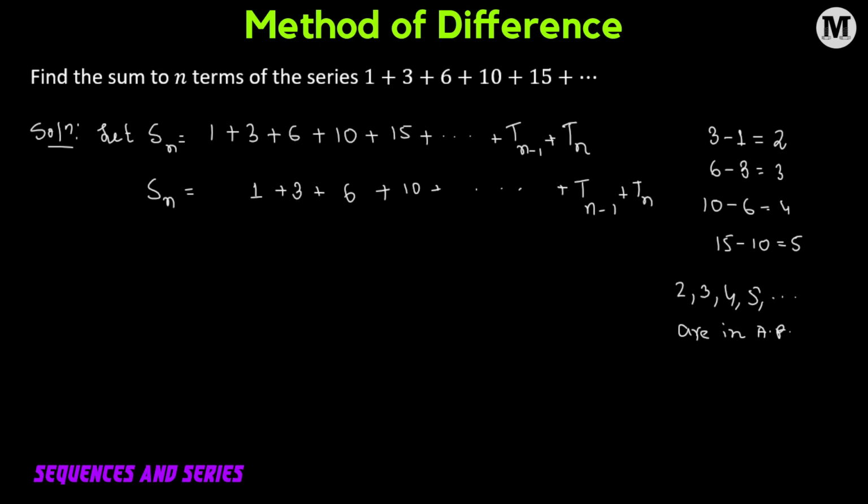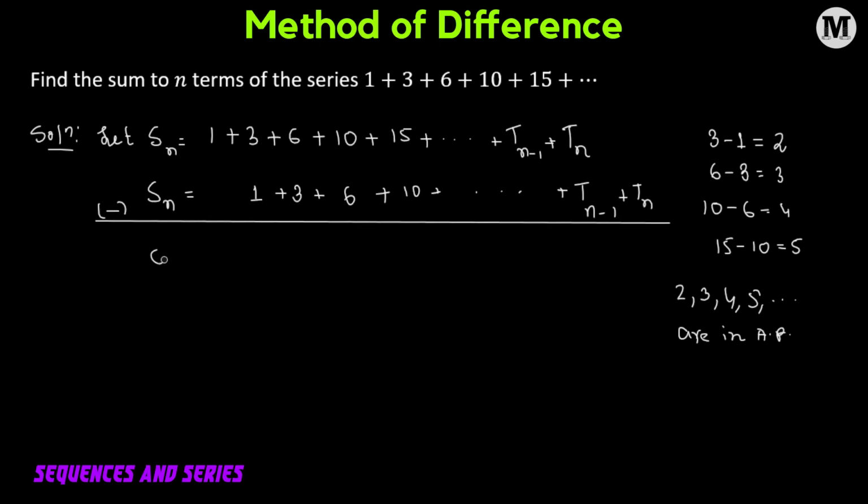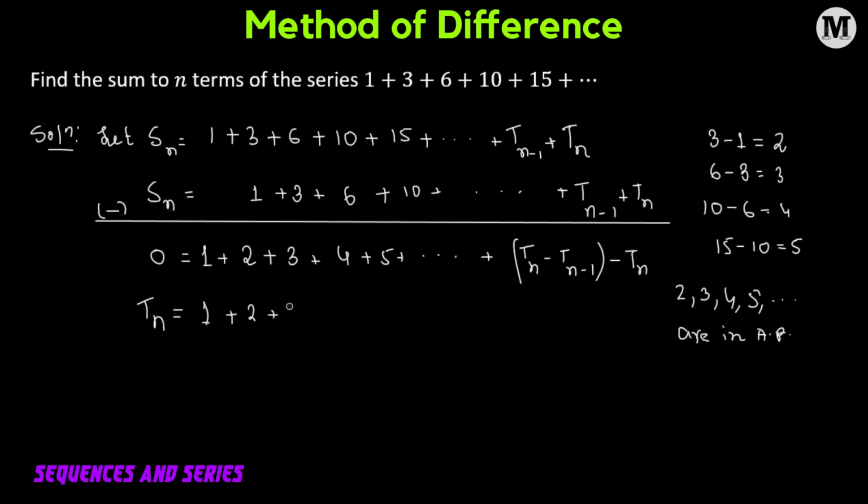Now we'll be subtracting the two series. So here on the left hand side, we will get 0. Then we have 1 added to, now 3 minus 1, that's 2, added to 6 minus 3, that's 3, 10 minus 6, that's 4, 15 minus 10, that's 5. This goes all the way up to Tn minus 1. Then this is going to be a single term, and then we have negative Tn. We'll transpose this negative Tn to the left hand side to get Tn. This is going to be equals to 1 added to 2 plus 3 plus 4 all the way up to the second last term, Tn minus 1.